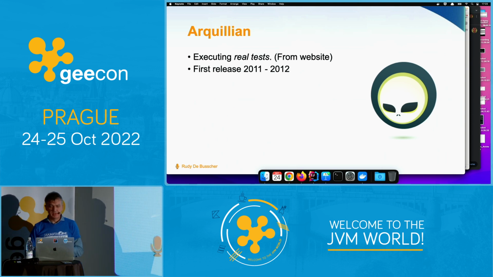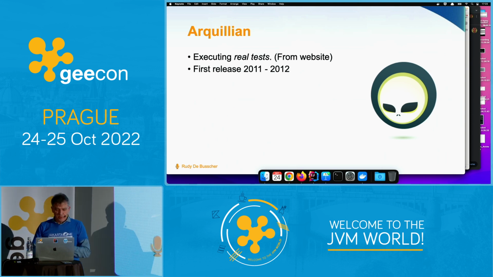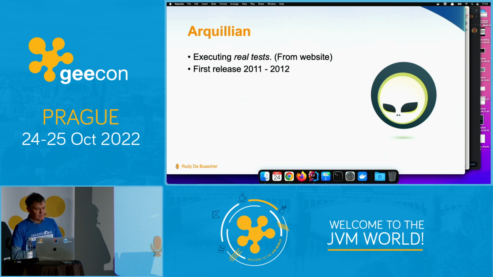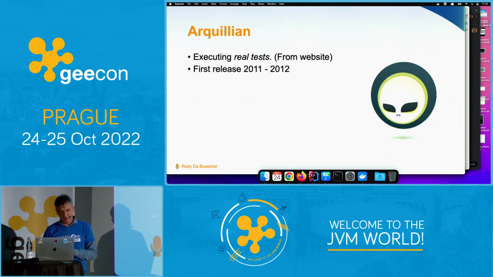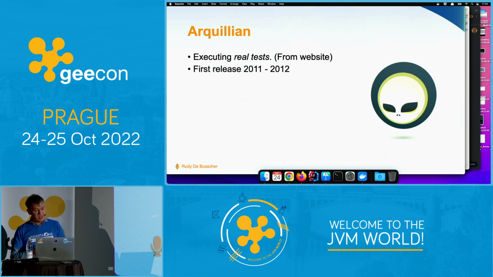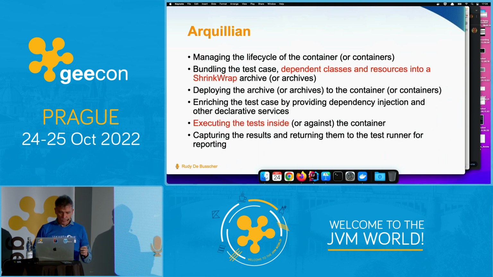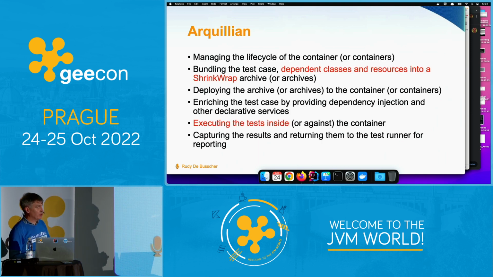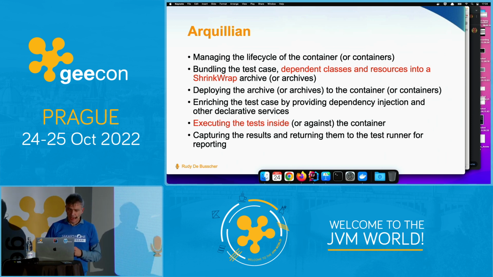Next one is Arquillian. From the website, we learn: executing real tests. I like to challenge that. I do not entirely agree with it. It started in 2011, 2012. That's more or less the first release. But it was indeed the first real attempt at integration testing of something which was rather complex. You see, we have been struggling with that for more than 10 years.